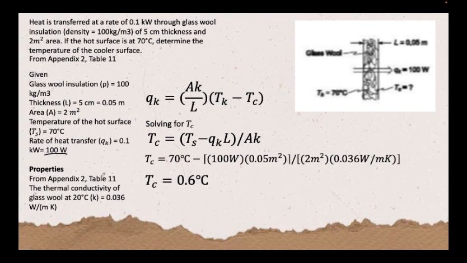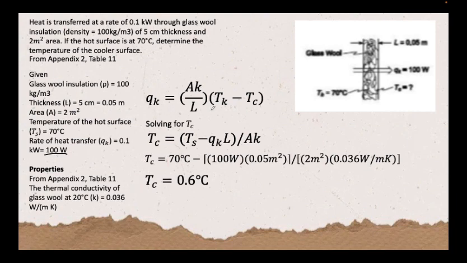And from the appendix, table 11, from your property table, we have the thermal conductivity of glass wool at 20 degrees Celsius, which is a given value of 0.036 watts per meter Kelvin.